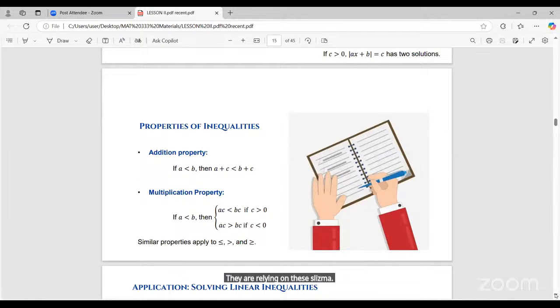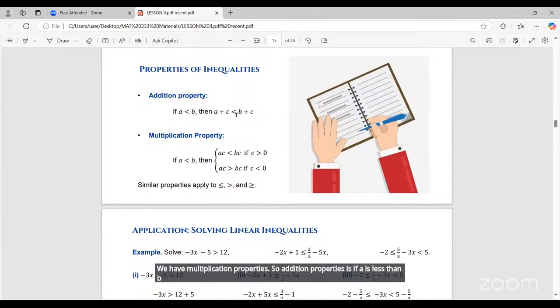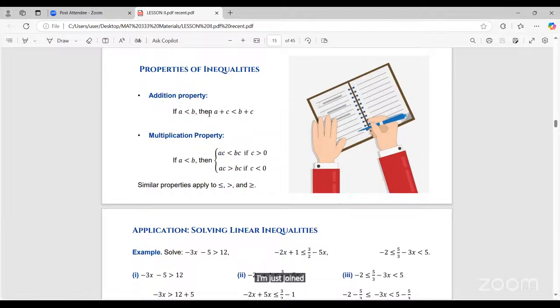Properties of inequalities. We have addition properties. We have multiplication properties. So the addition property says if A is less than B, then A plus C must be less than B plus C.